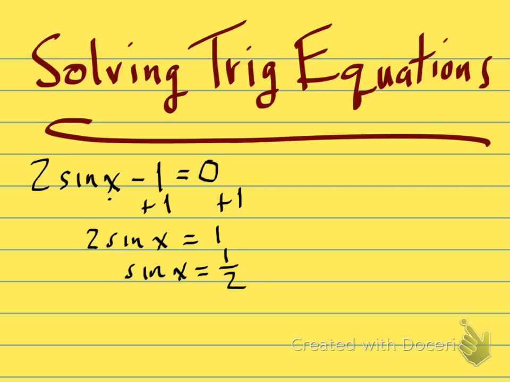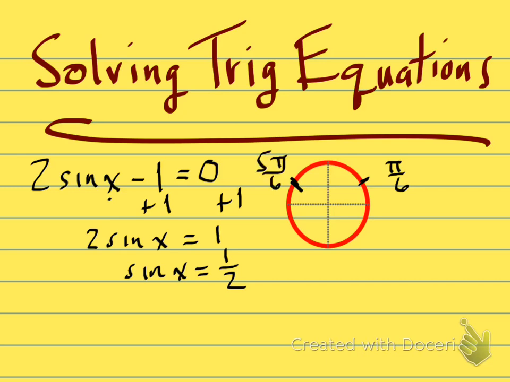Well, if you recall, on the unit circle, the places where the sine equals 1/2, let's take a look at that. Here's the little unit circle. Sketch one of those. And where sine equals 1/2, well, let's see. That's right here and right there. That's at pi over 6 and at 5 pi over 6. So our solutions to this equation are x equals pi over 6 and 5 pi over 6.